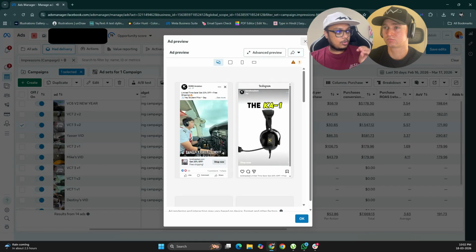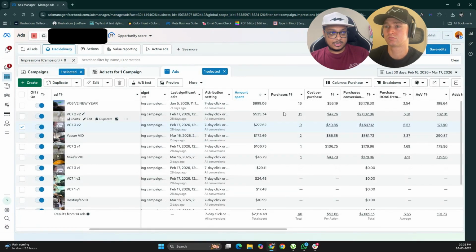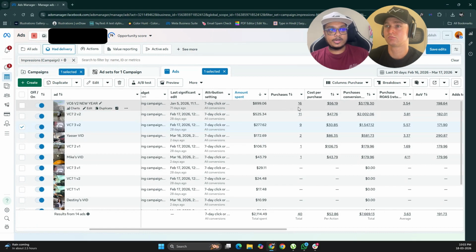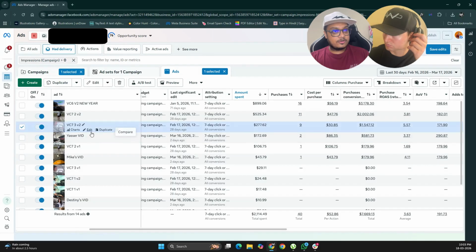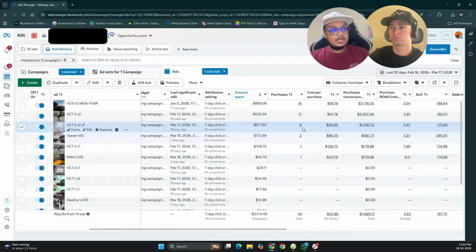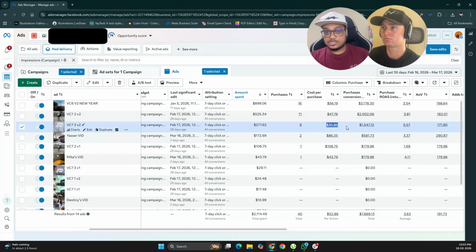and you can see how all of these 3 variations have performed. One of them is giving us 16 purchases already, at 3.54. Another one is giving 11 purchases at 3.81, and finally the third variation is giving us 5.57 ROAS with 9 purchases so far, right? And this is definitely at a much lower CPA than even the original ad.